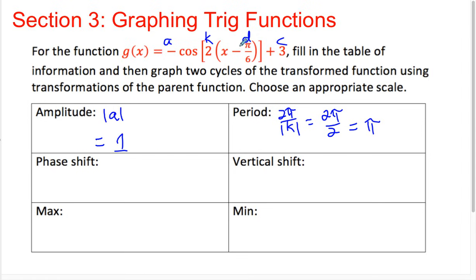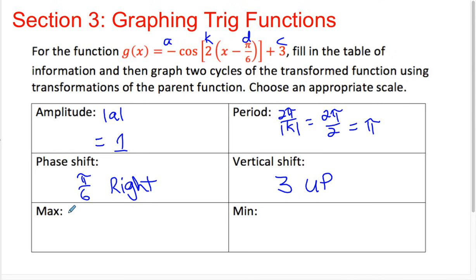Phase shift means left and right. So our d value is pi over 6. So we go pi over 6 radians to the right. Vertical shift, that's based on our c value. The vertical shift shows us where the middle of our function has moved to. It's up at 3 now. So we have to move 3 up.